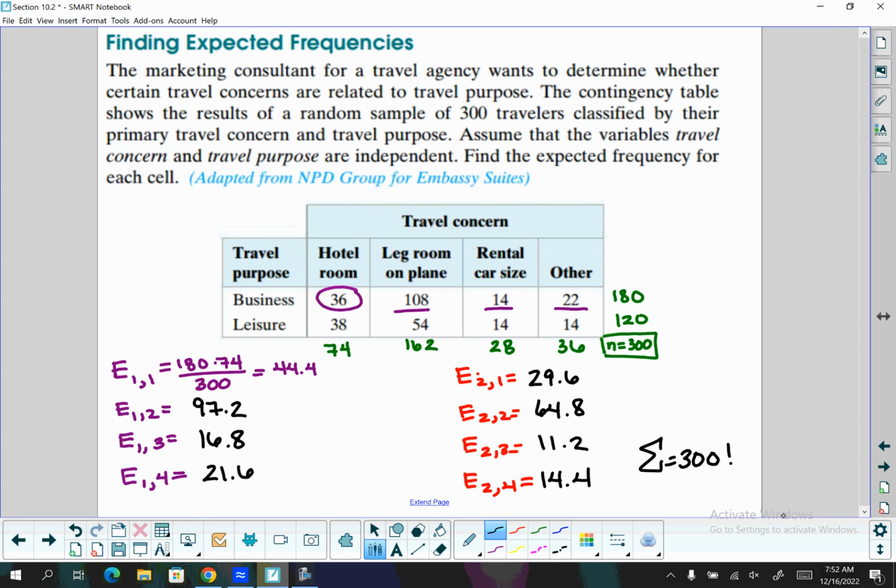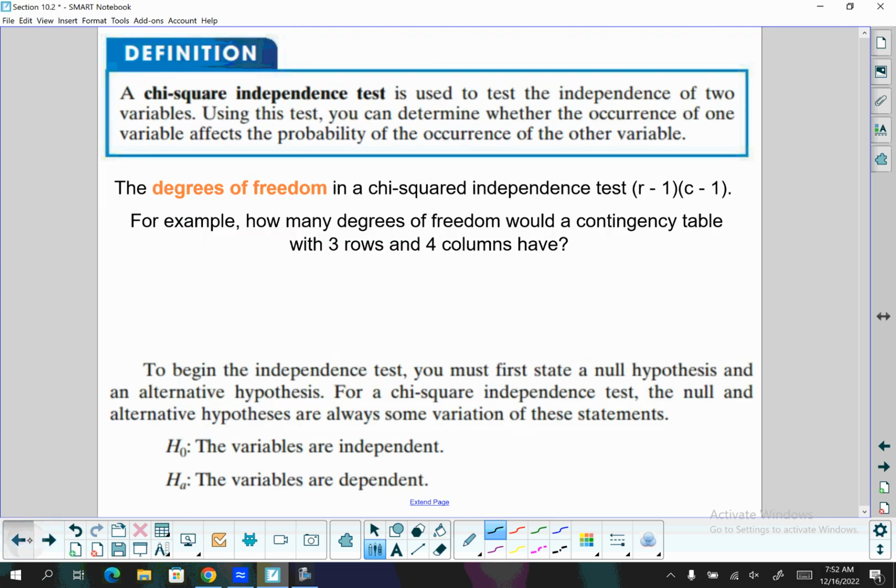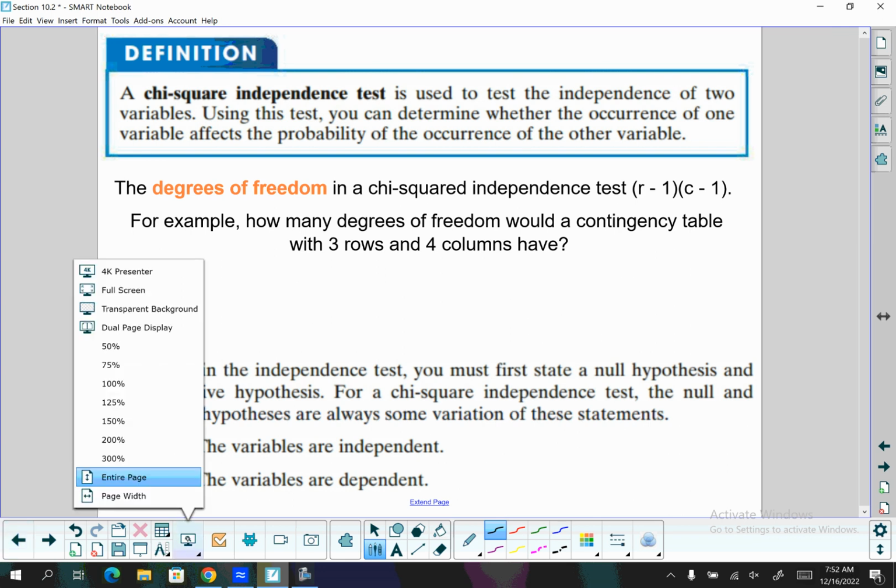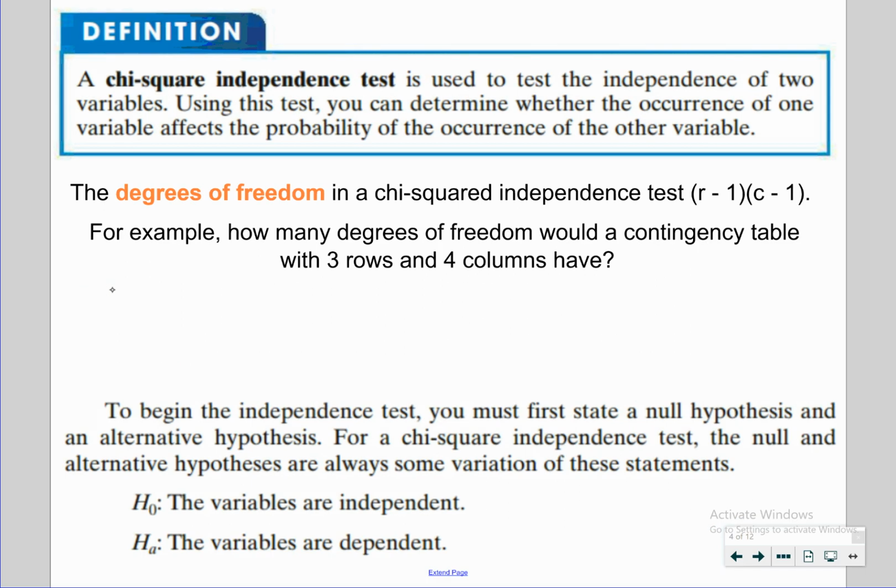Okay, so now on to the hypothesis test we need to get to. That was just a little extra piece we need to worry about. So we're going to be doing a chi-square independent test. You can't see that, so hold on a second. There we go. Chi-square independent test is used to test the independence of two variables. So we're determining if, I don't know, travel reason and travel concerns are independent or dependent of one another.